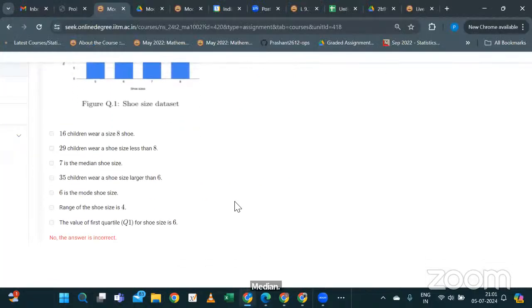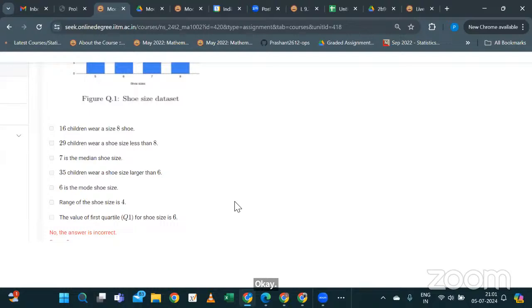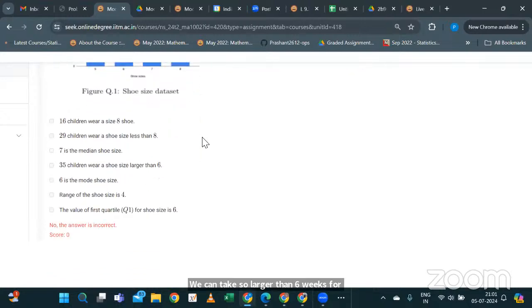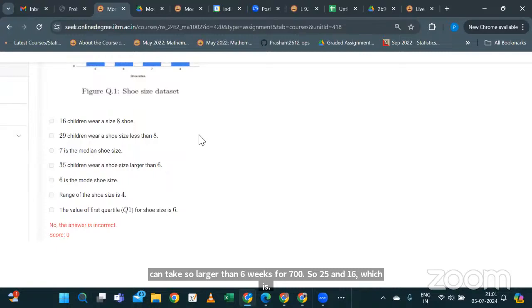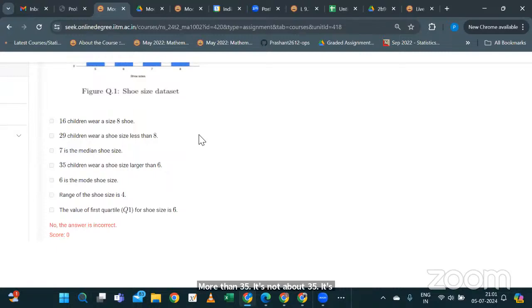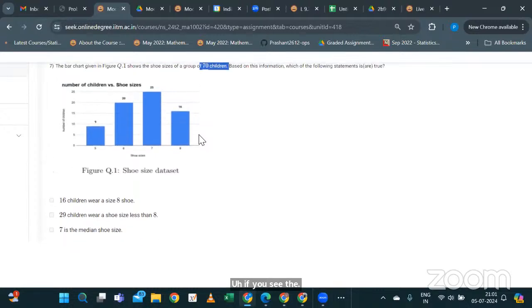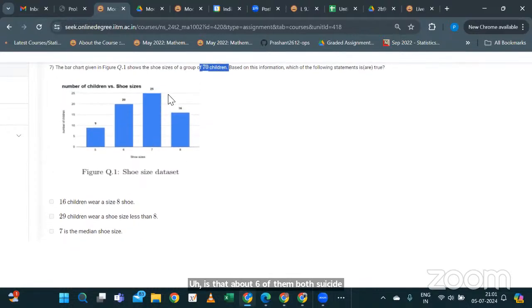Okay. Now next: 35 children wear a shoe size larger than 6. We can check. Larger than 6 means 7 and 8, so 25 and 16, which is more than 35. It's not 35, so again it is incorrect. If you see, is it talking about 6 being the most common shoe size? No, because 7 has the longest part. Yes or no? Right, so correct.